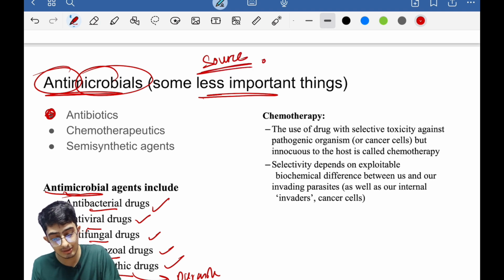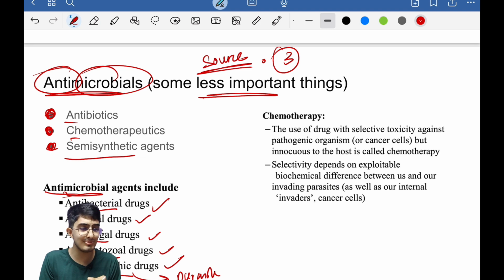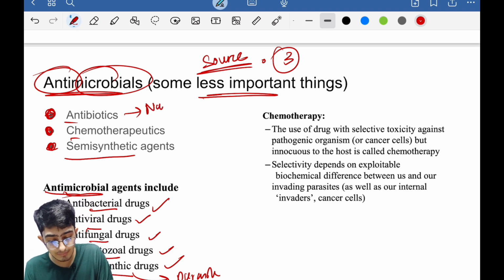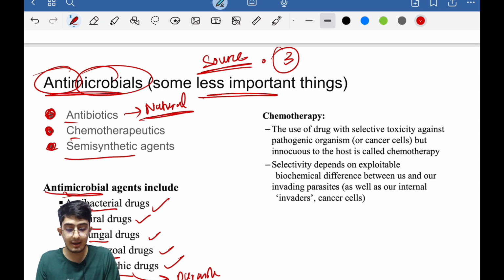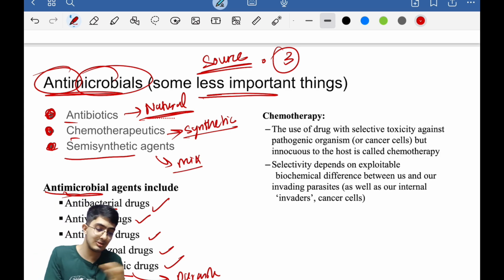Now another classification of antimicrobials can be according to the source of the antimicrobial, right? According to source, there are three types of antimicrobials. First is antibiotics, second is chemotherapeutic, and third is semi-synthetic, right? It's not super important, but just for you to know, right? Antibiotics are those antimicrobials, or drugs, that come from natural sources, right? And chemotherapeutics are those antimicrobials that come from synthetic sources, right? And semi-synthetic is a mixture of both, between natural and synthetic.